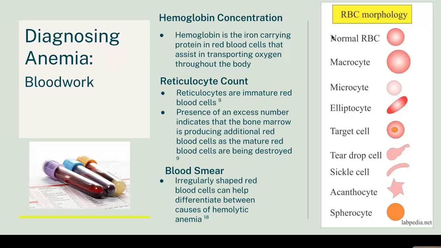People with hemolytic anemia tend to have an increase in the number of reticulocytes on a complete blood count. Reticulocytes are immature red blood cells, and the presence of an excess number of them indicates that the bone marrow is producing additional red blood cells as the mature red blood cells are being destroyed. Examining the red blood cells via blood smear can be very informative when it comes to determining whether or not the present anemia is due to hemolysis or another reason. Depending on the irregularities the red blood cell shows, different types of hemolytic anemia can be diagnosed.